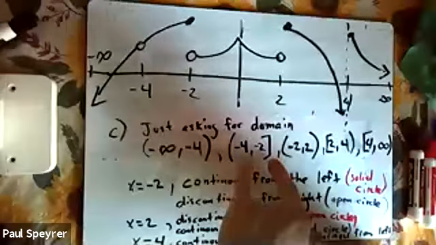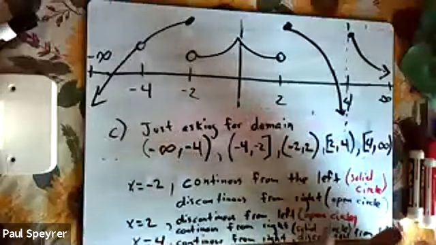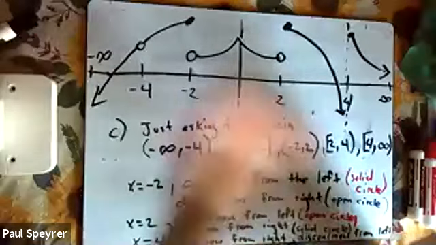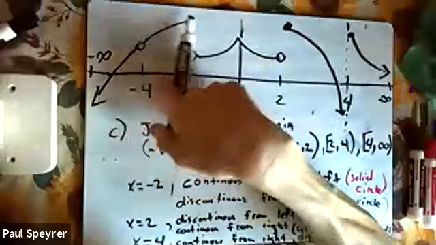So if you notice, you can have mixtures of parentheses and brackets. Sometimes you could have two parentheses as well, just like what we had right here, right? It just depends on what your curve is. There's no rhyme or reason, no patterns or anything like that. It just depends on where the circles are.